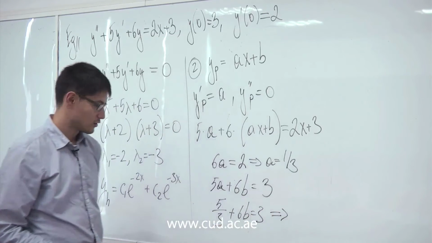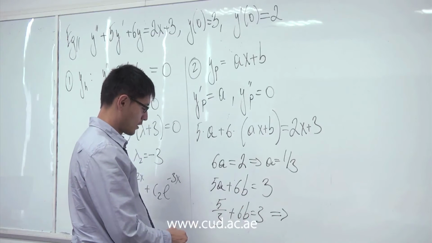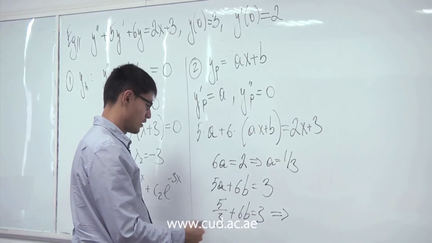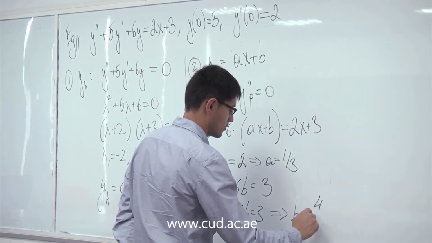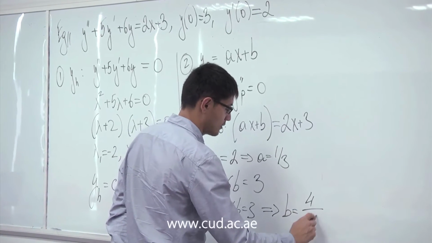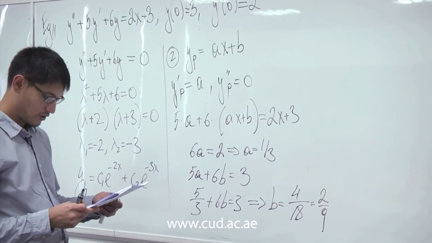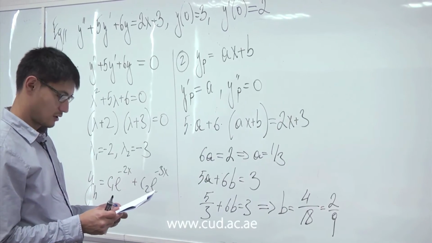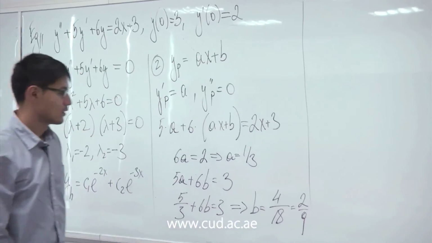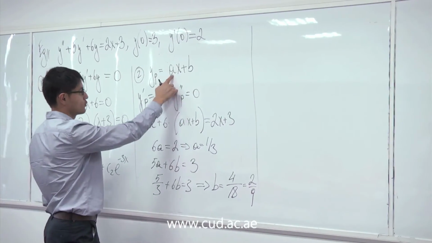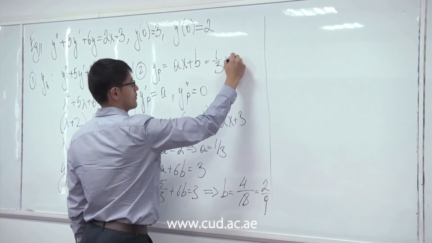So from here we can solve for b. If I move 5 over 3 to the other side, it will be 4 over 3. And if we divide by 6, we get 4 over 18. Oh, maybe you can write it as 2 over 9. And let me just double check. Yep, that looks right. So we found that a must be equal to 1 over 3, and b must be equal to 2 over 9.